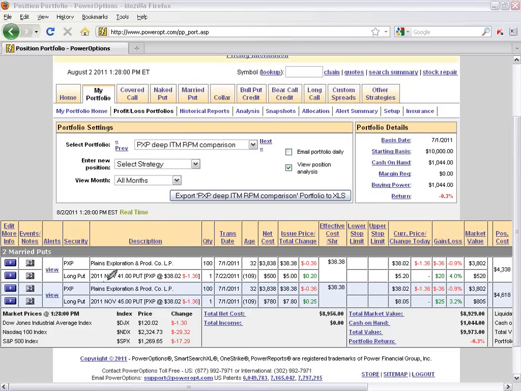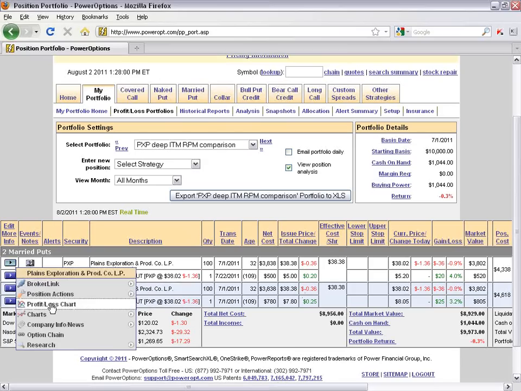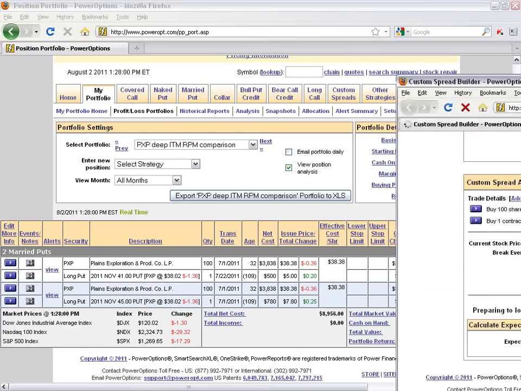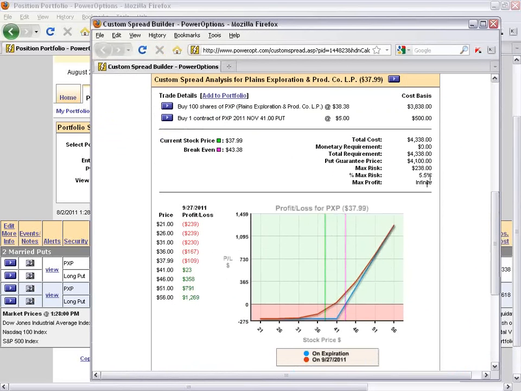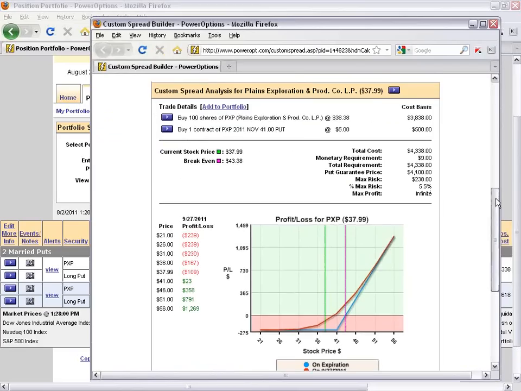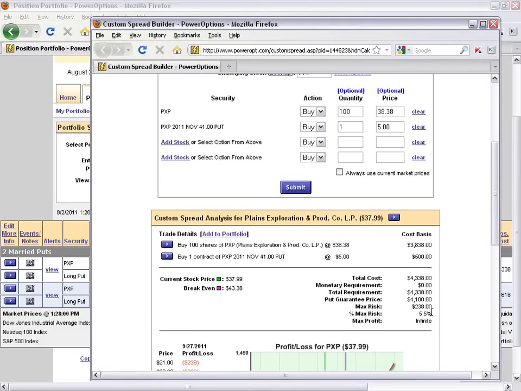In this particular position, the November 41 put was purchased for $5. I can show the original maximum risk. The original maximum risk on this RPM was 5.5%. This is very similar to the position we opened with the January 2012 PXP married put. So we're less than 20% in the money. We have the risk level that we want. The 41 put was purchased for $5 with the stock at $38.38. This was roughly around July 1st when we ran the historical comparison.